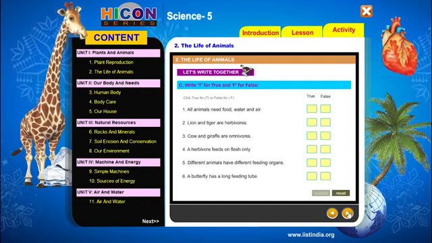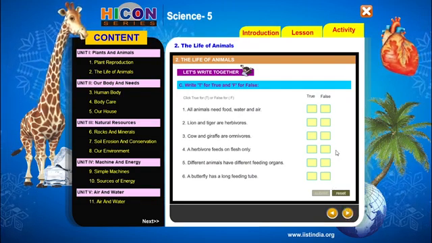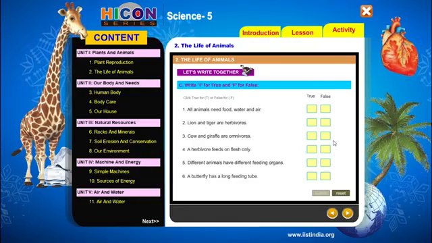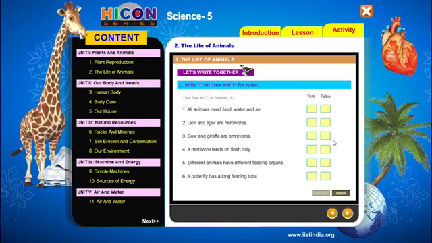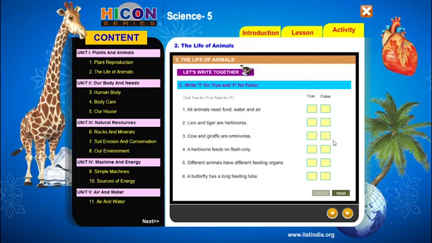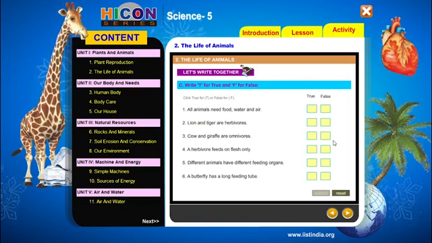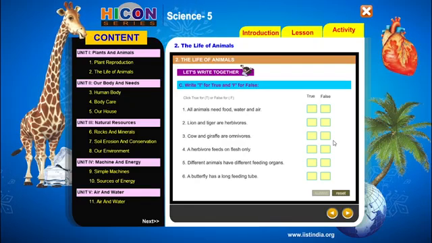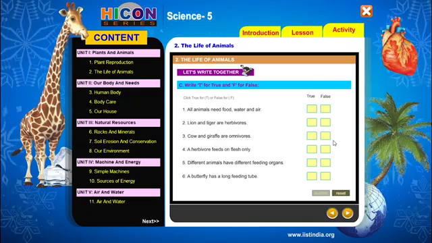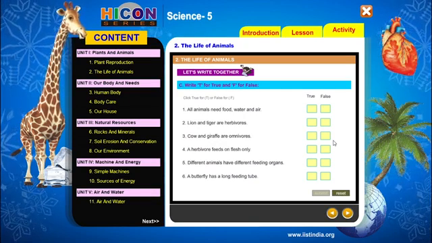So there are some boxes given under true and boxes given under false. If the sentence is true, write T in the box given in the true section. If the given sentence is false, write F in the box given below the false. So read the first sentence. All animals need food, water and air. So children, is it correct or not? Yes. Animals are nothing but living organisms. All living organisms need food, water and air.